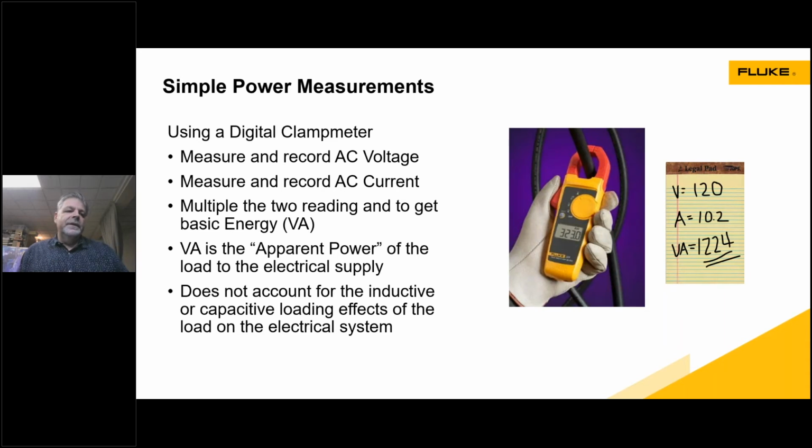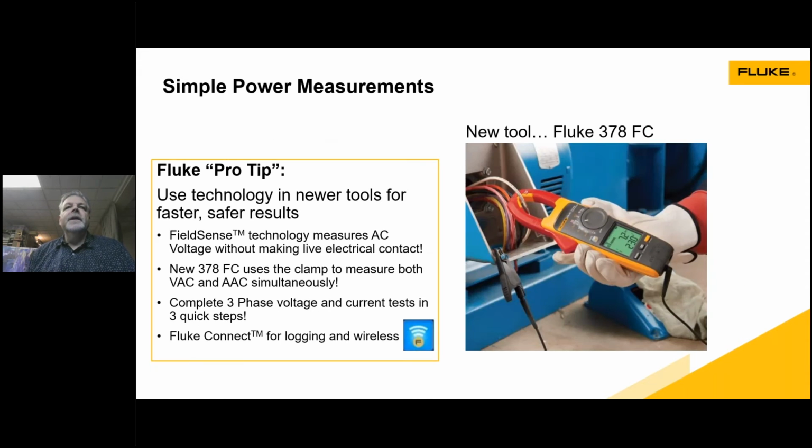So if we have a motor that's telling us that we have 1250 VA and we connect it up and we're at 1224, then we're well within limits of what that motor is expecting to draw off of our system. Okay, so it's a good way to do some quick checks.